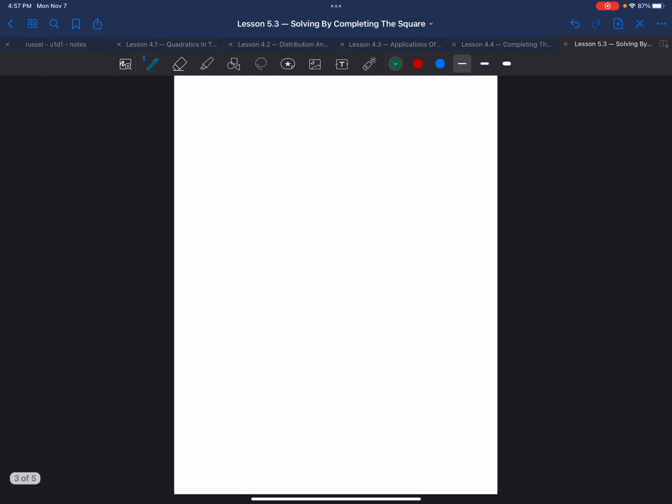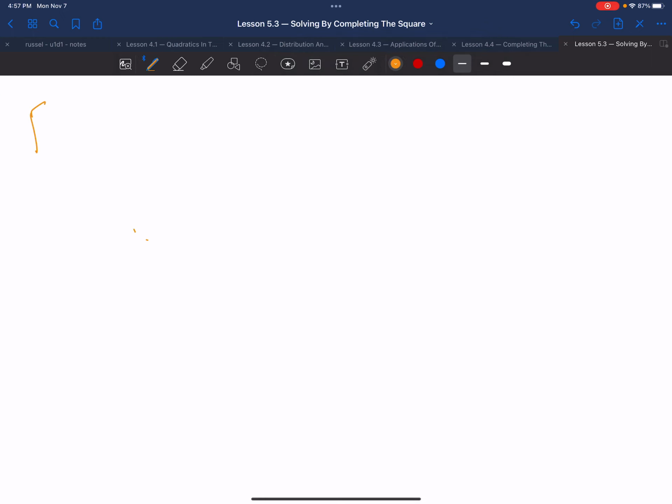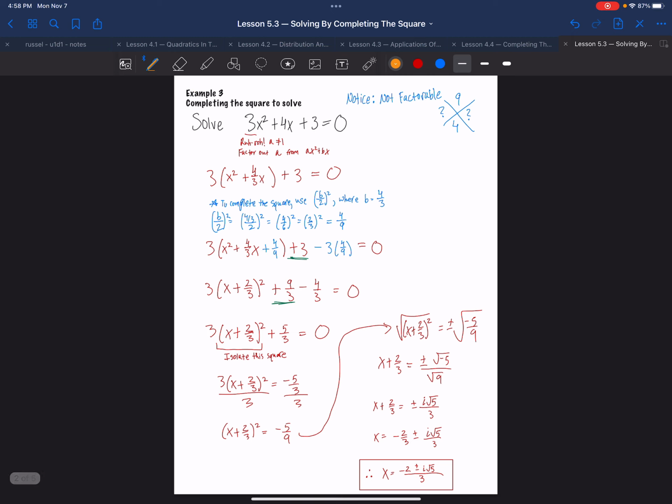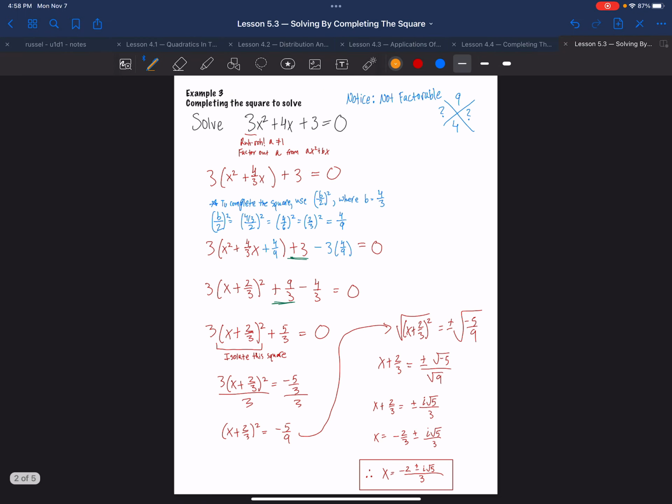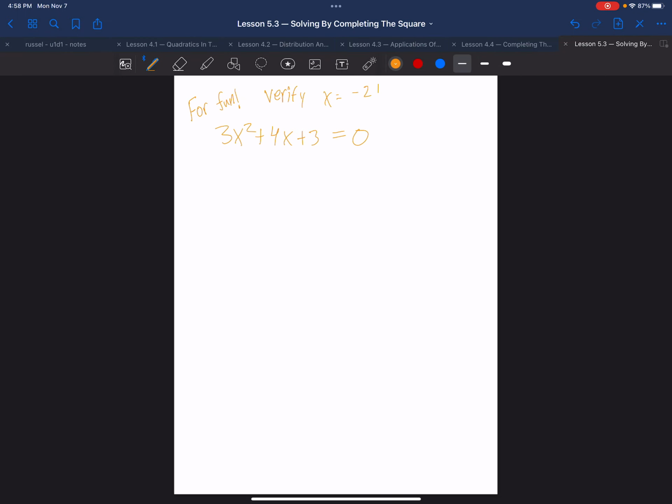So I'm going to say for fun. So this thing, oh gosh. Hello. Oh, everything's going wrong. Okay. For fun. So I'm going to look here. It's 3x squared plus 4x plus 3. Verify x equals -2 plus or minus i root 5 over 3 is a solution to this.